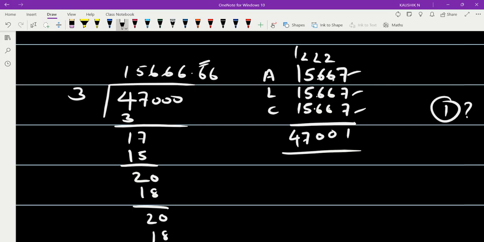From where did you get that 1 rupee? Accounts should have a proper source from where you receive the money. The original amount taken for distribution is 47,000. How can you get 1 rupee extra? You can't get that 1 rupee extra. Okay, it is a wrong calculation then.